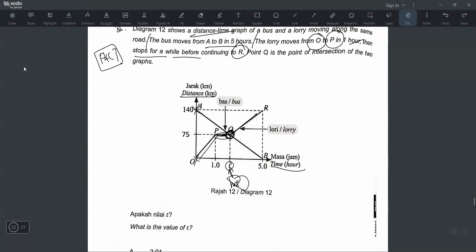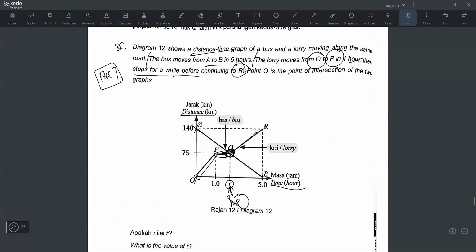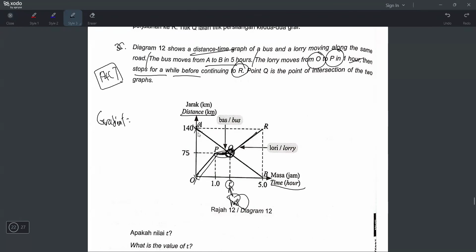Let's read again. The bus moved from A to B in 5 hours, and we can see it's a straight line. So I think I can use gradient to find it. Let's find the speed of the bus, and we find it using gradient. But you need two coordinates to find gradient.